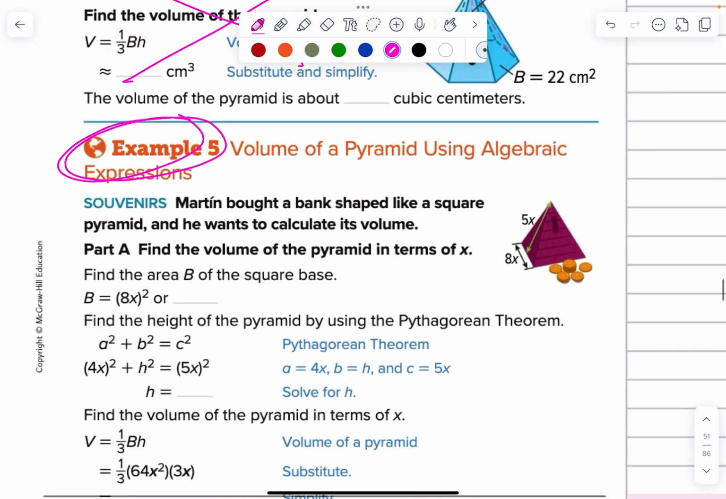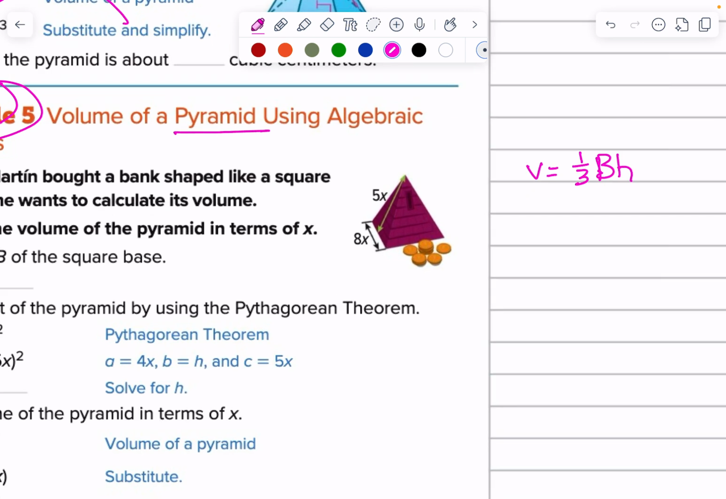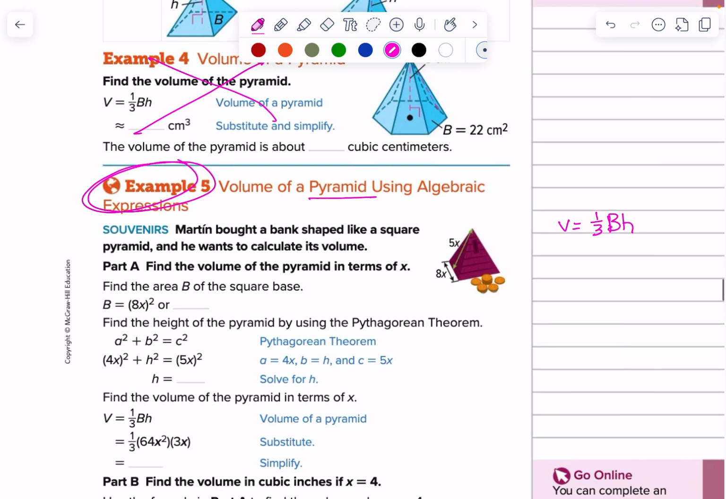Okay, let's go to the volume of a pyramid. Pyramid volume is 1/3 capital B times H. They're assuming that this is a square pyramid, is what I'm guessing. Ugh, this is disgusting. I don't want to do this.